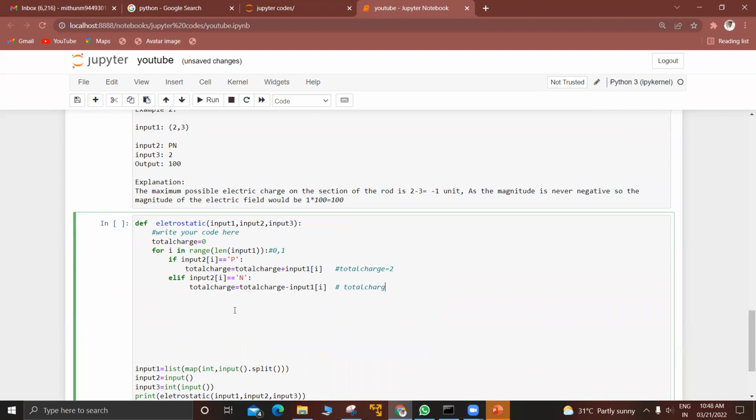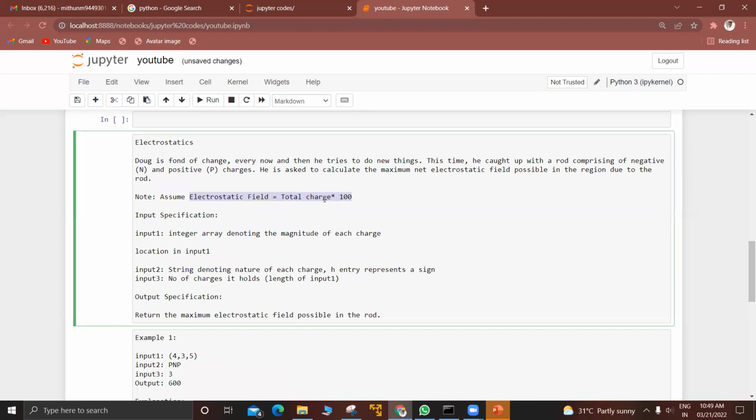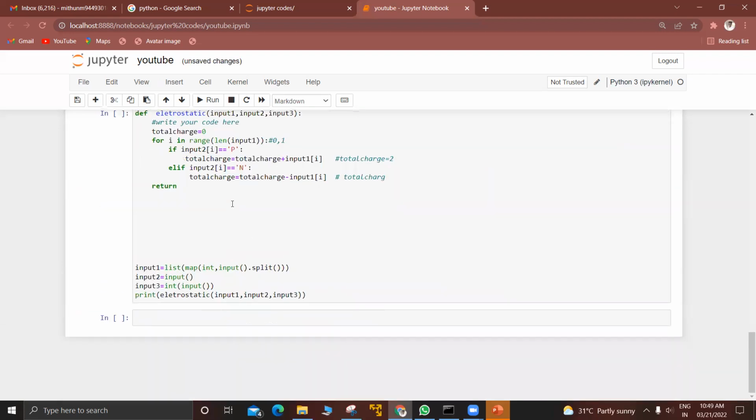So after calculating the total charge, we need to return the value. Return what they have asked. Total electrostatic field will be calculated by total charge into 100. So magnitude of total charge, that means abs of total charge, the absolute value of total charge, means if there is a negative value, it will be converted into positive value, into 100.